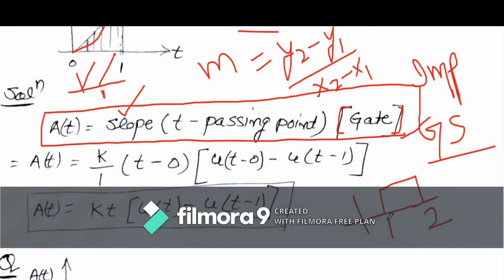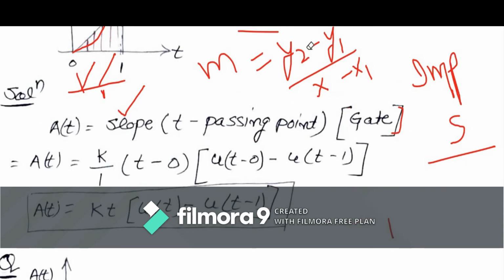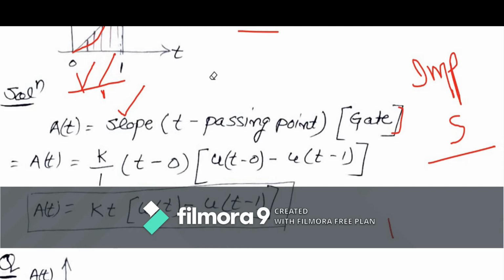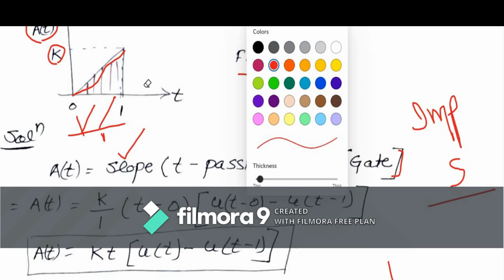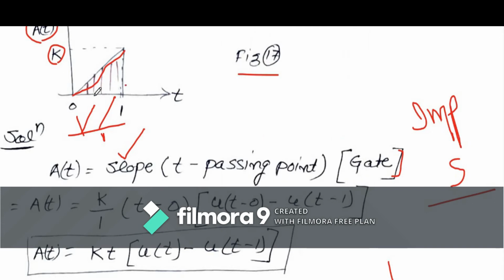So now let us write down the expression for this given problem based on this formula. You all keep this formula in your mind, it's very important. So now let us write down the expression for this waveform. The slope is y2 minus y1, k minus 0 upon 1 minus 0. So it will be k. This is the slope for figure number 17.